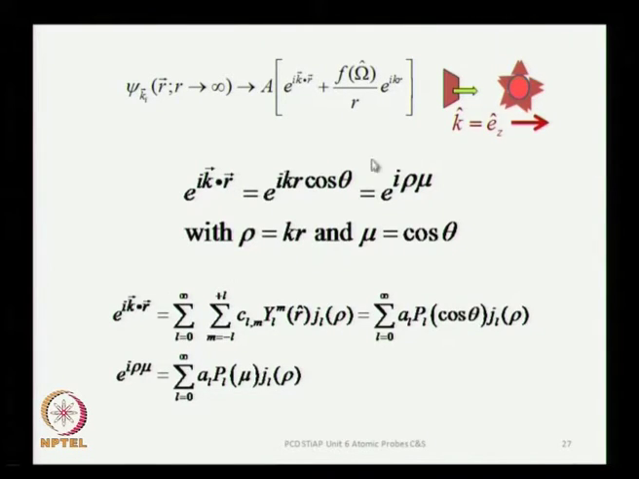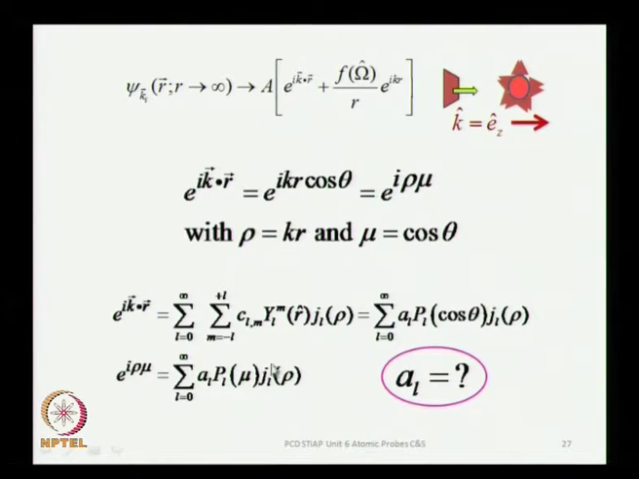and because of the azimuthal symmetry, the symmetry about the z axis, you do not really have any phi dependence and you have only the theta dependence. So, you have only the Legendre polynomials coming in. Okay. So, this is the expansion of e to the i k dot r in Legendre polynomials. Now, the question is, what are these coefficients A_L?